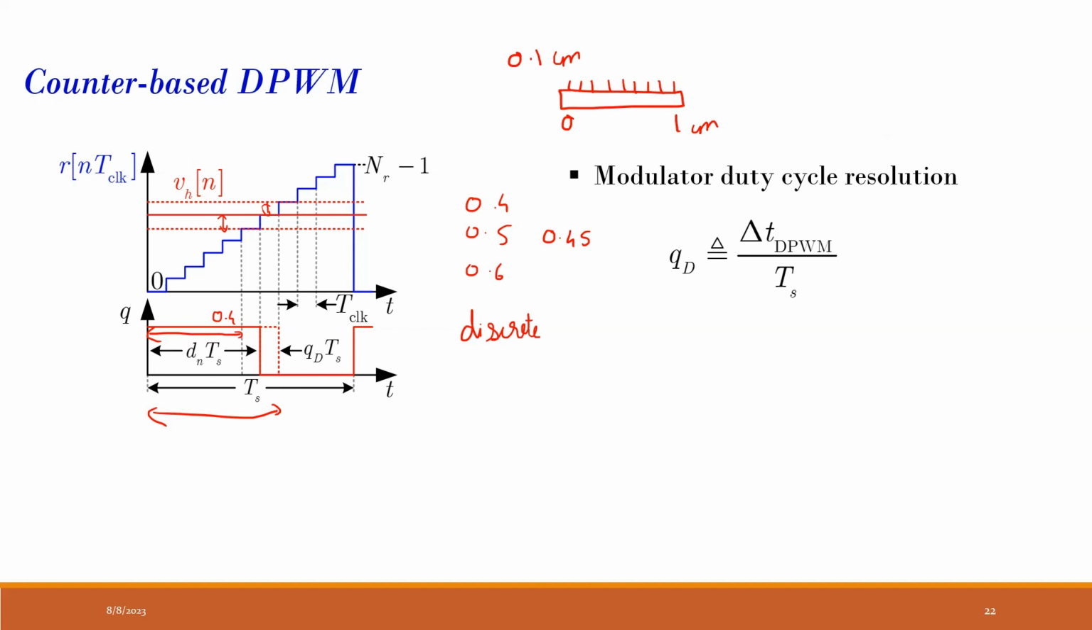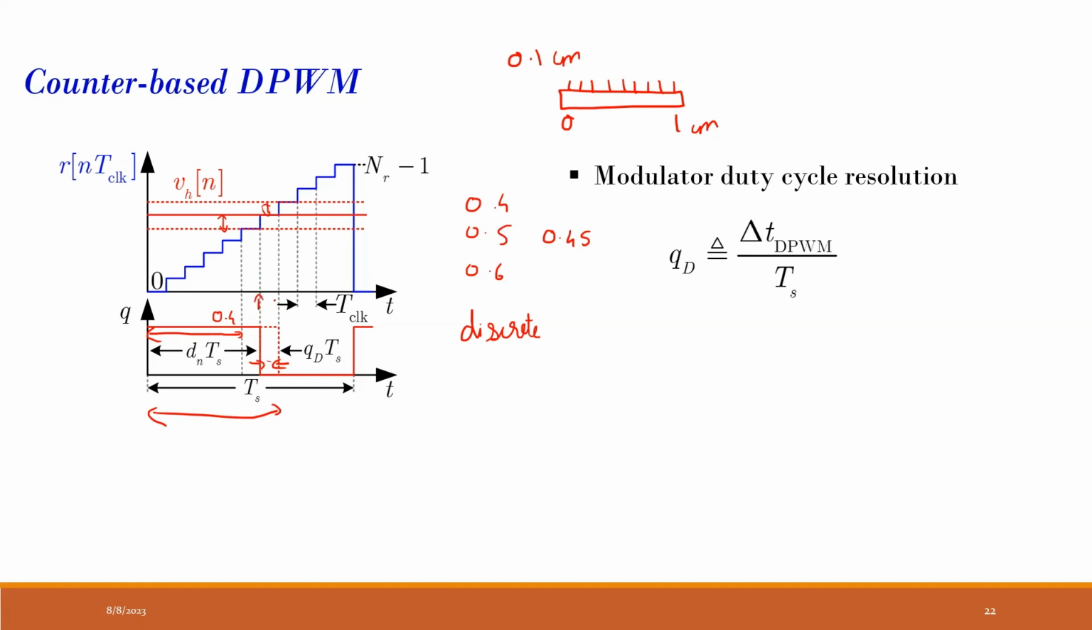Similarly, the smallest change in duty ratio which I can get is known as my duty cycle resolution. If I want accurate control, then my duty cycle resolution should be as small as possible. Then only can I get accurate output voltage regulation, etc. This change is known as QD into TS, and that QD is actually related to the clock frequency.